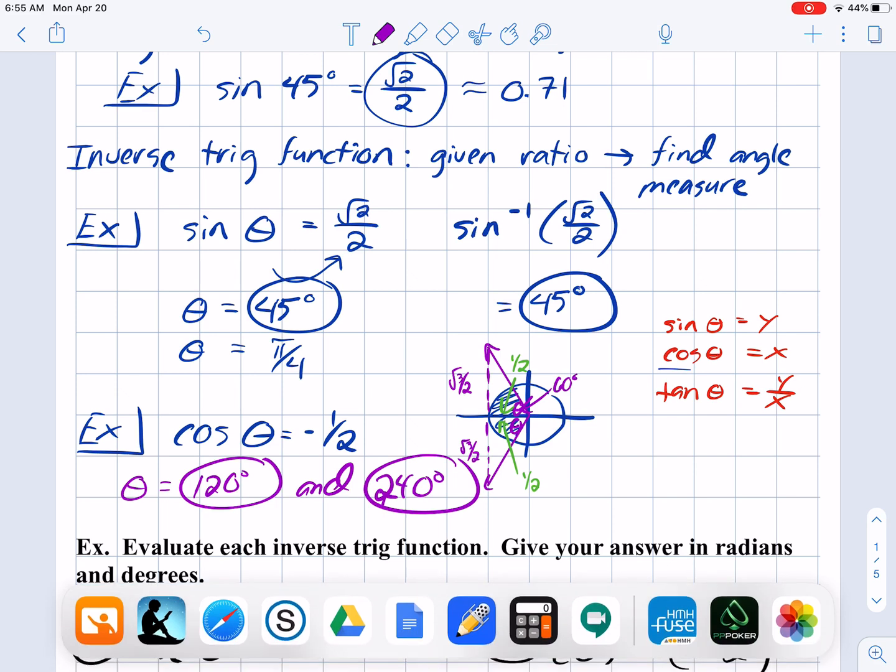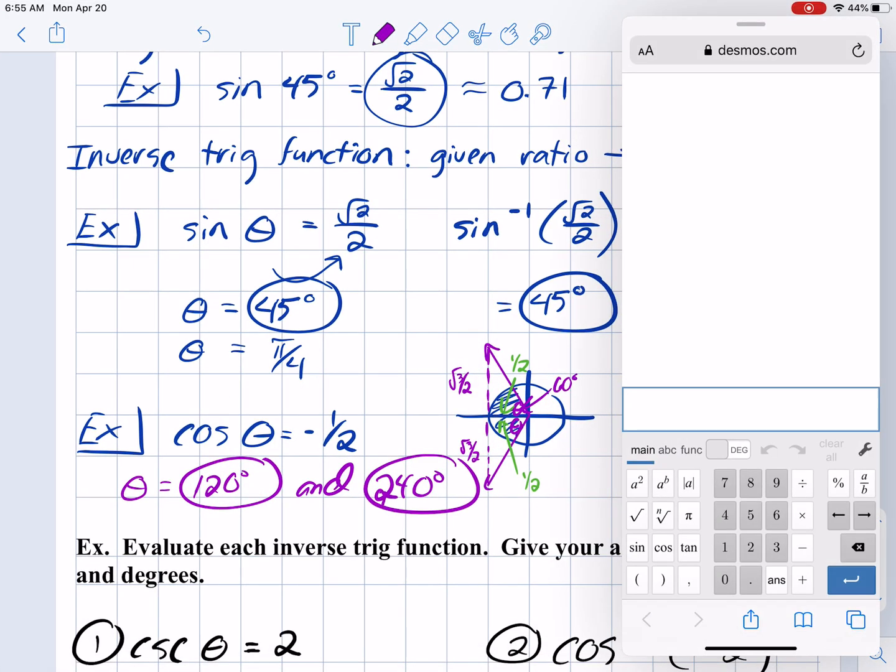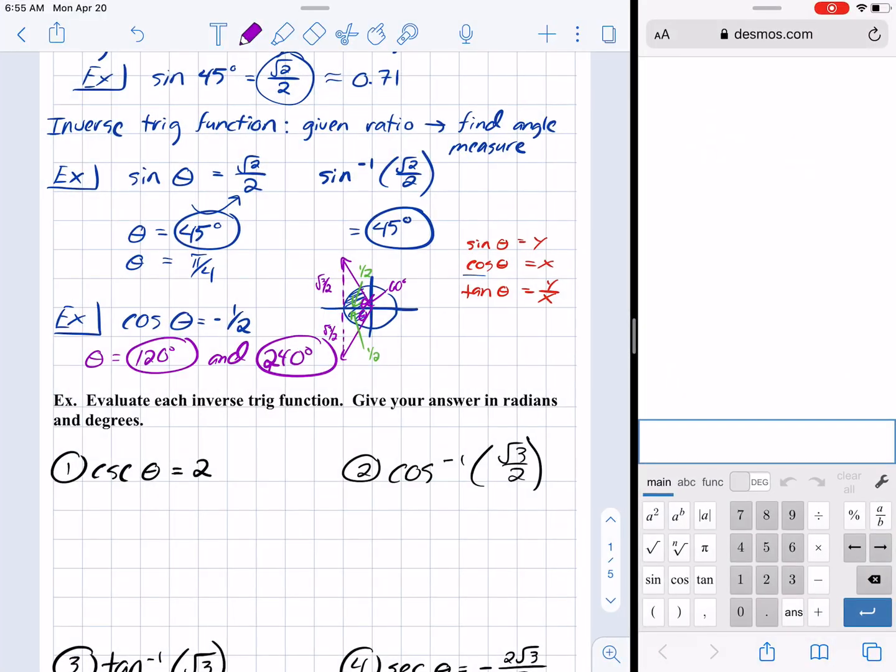And then remember, these are functions. You have a calculator. You can check your work here. If we punch in the cosine of 120, we should be getting negative 1/2. That checks out. If we punch in the cosine of 240, that gets us negative 1/2.